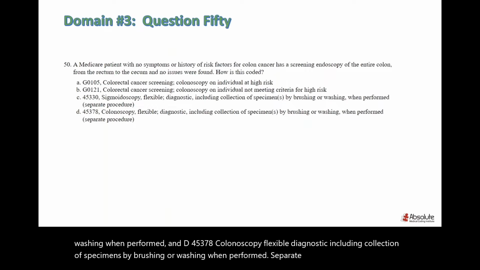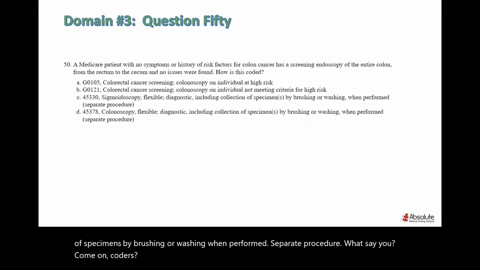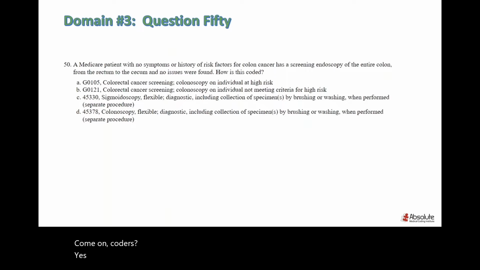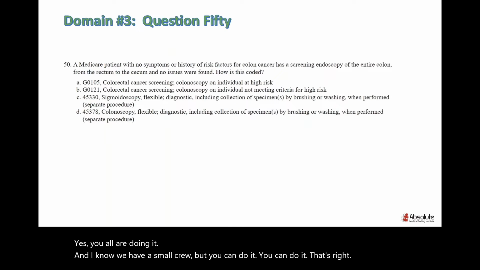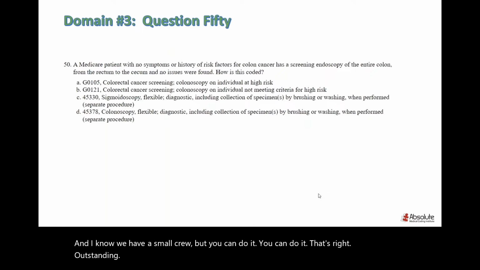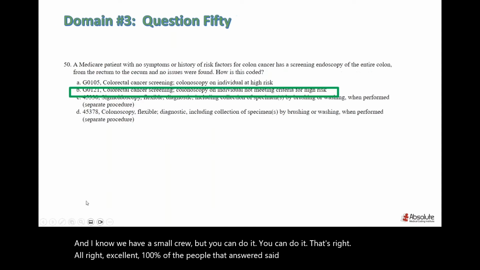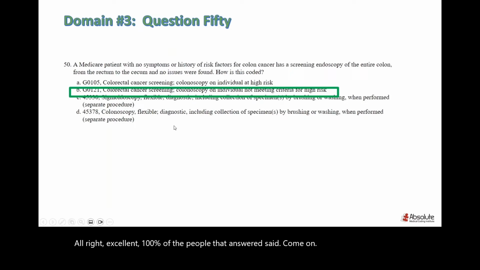What say you? Come on, coders. Yes, you all are doing it. And I know we have a small crew, but you can do it. You can do it. That's right. Outstanding. All right, excellent. 100% of the people that answered said, come on, wow. Okay, let me pull that up a little bit.